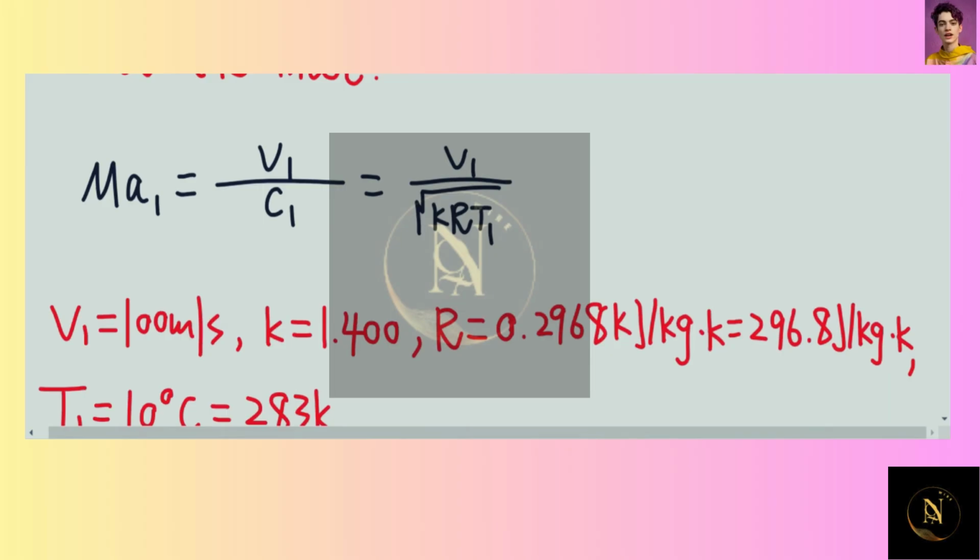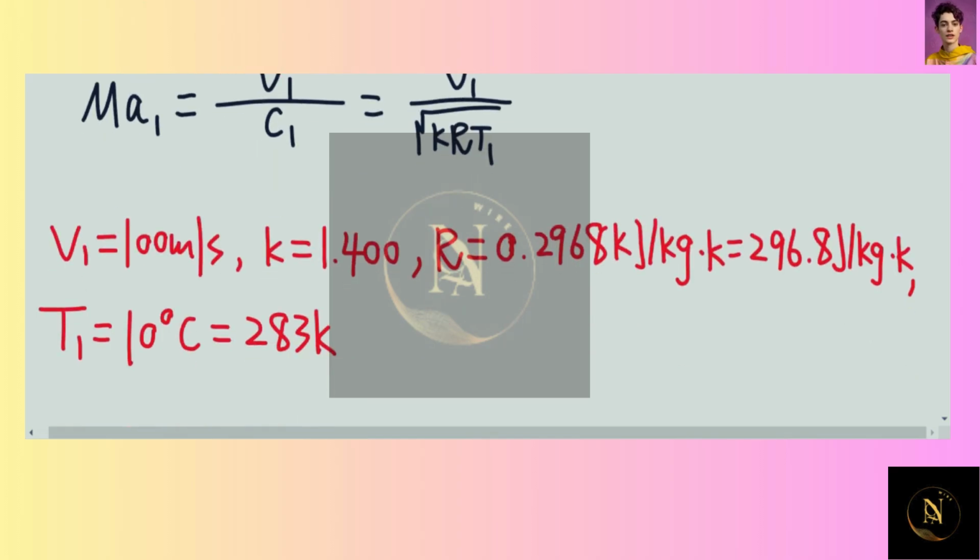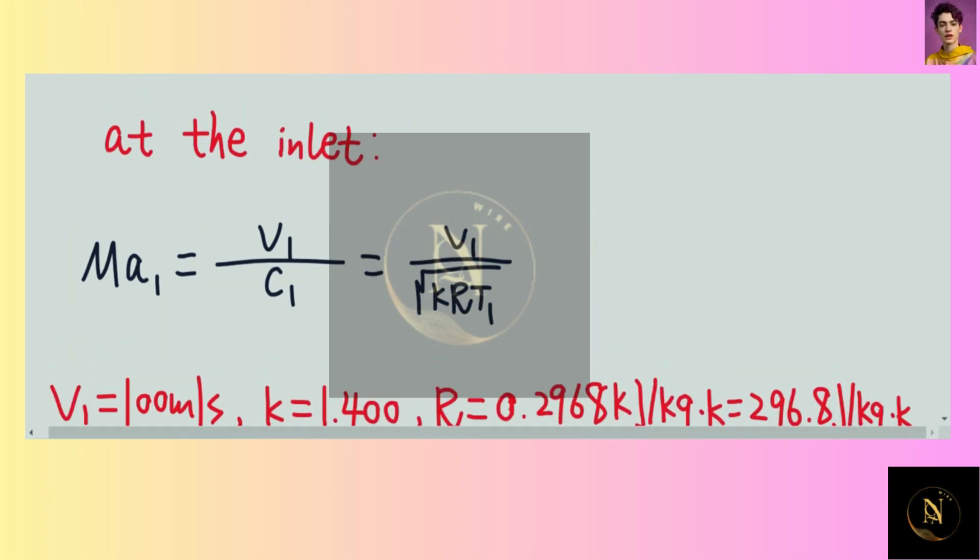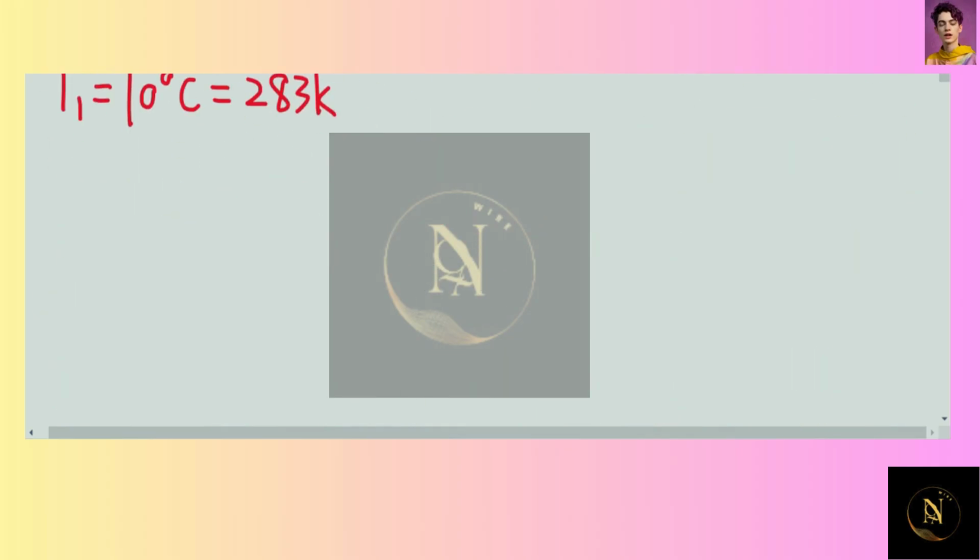If you take a look at a table for the ideal gas specific heat of various common gases, the specific heat ratio for nitrogen gas is 1.4, and the gas constant for nitrogen gas is 0.2968 kilojoule per kilogram times Kelvin, which is 296.8 joule per kilogram times Kelvin. We know the inlet temperature is 10 degrees Celsius, which is 283 Kelvin. Now let's plug back into the equation to determine the Mach number.